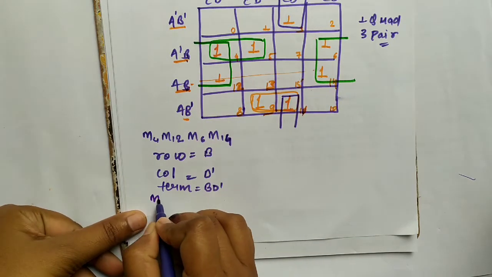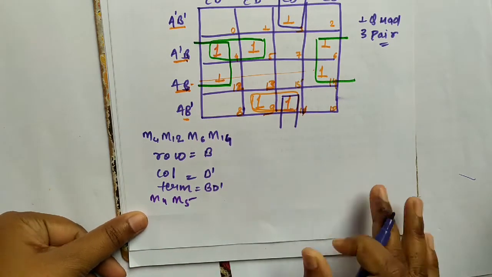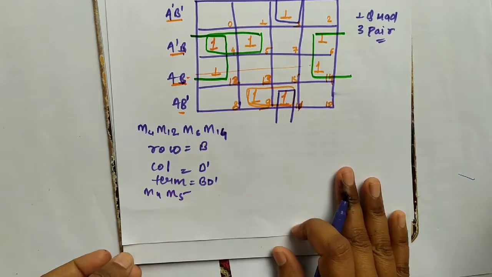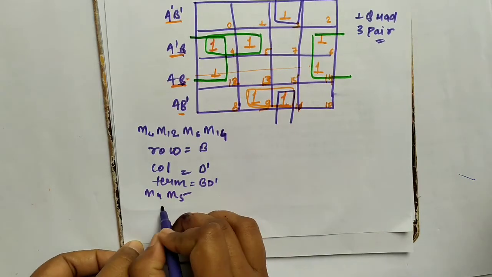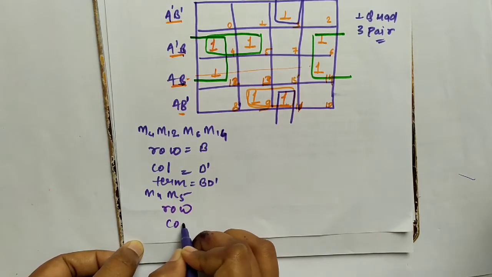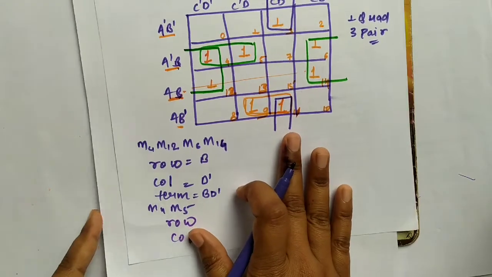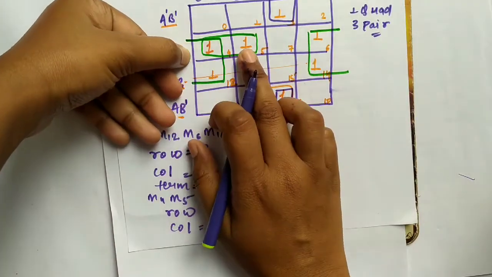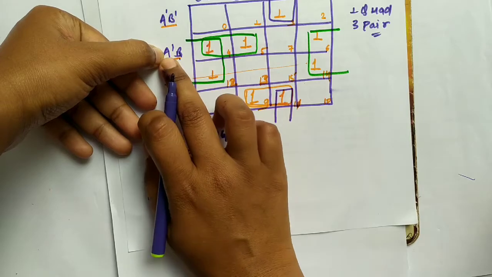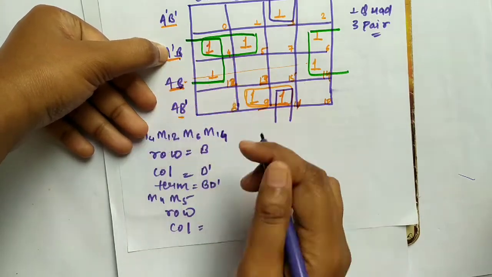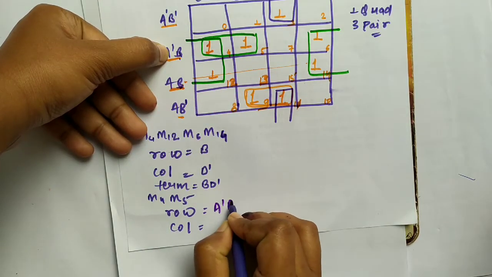Next take a pair, M4 and M5. So we can take M4 M5. In M4 and M5, in that row which value is common? M4 and M5 are in the same row. The name of the row is A dash B. So here we write A dash B.